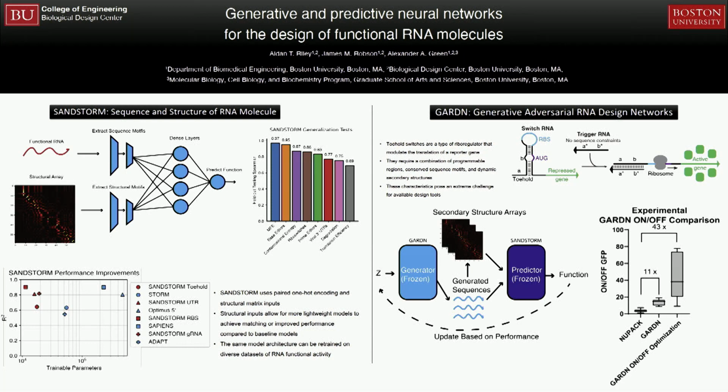All right, hello everybody. I was told I look nervous before this, and it's because I am, but here we go. So my name's Aidan. I'm a PhD candidate in the Green Lab at Boston University, where we do computational design of different synthetic biosystems with RNA as our molecule of choice. And recently what we've been working on is two complementary frameworks for predicting the function of RNA molecules and designing new instances of those molecules using generative adversarial networks.